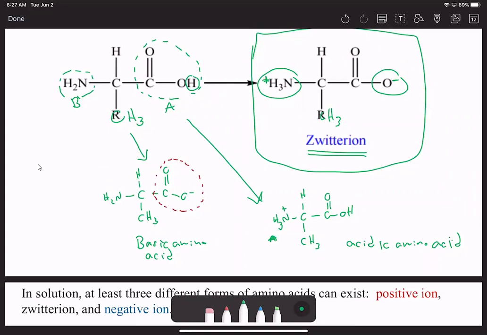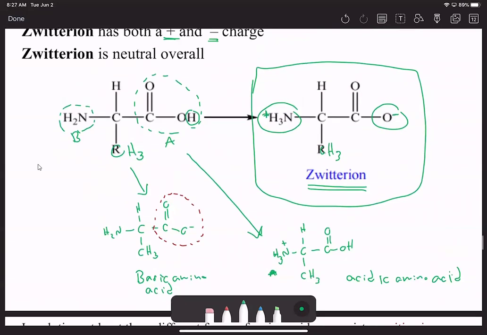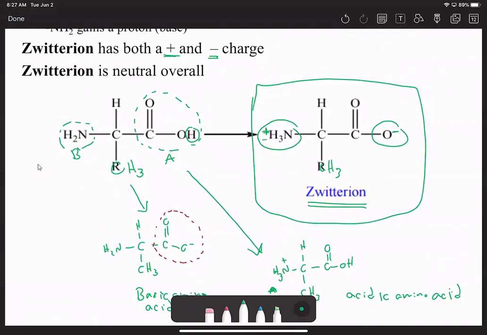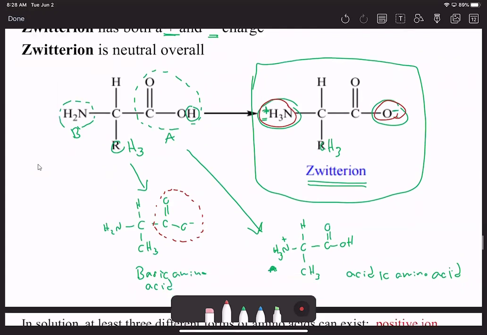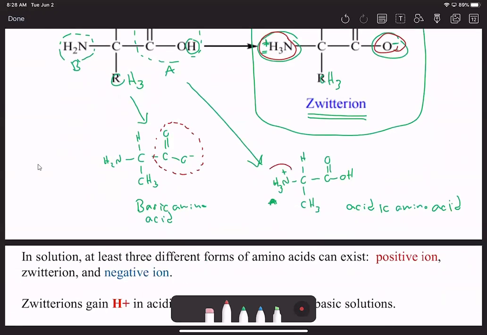We can have a Zwitter ion, with both of the charges giving a neutral overall charge. We can have an acidic amino acid, or we can have a basic amino acid.